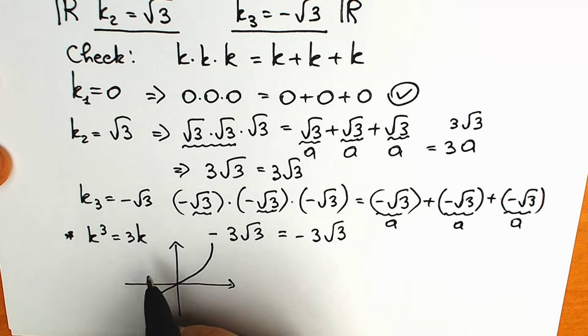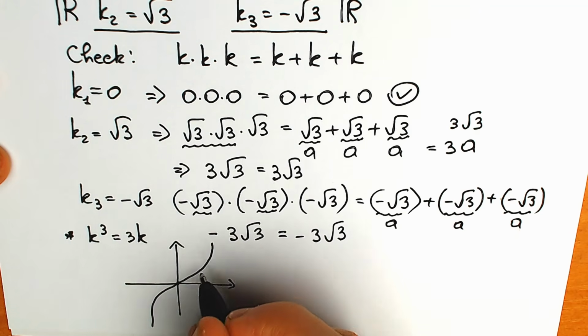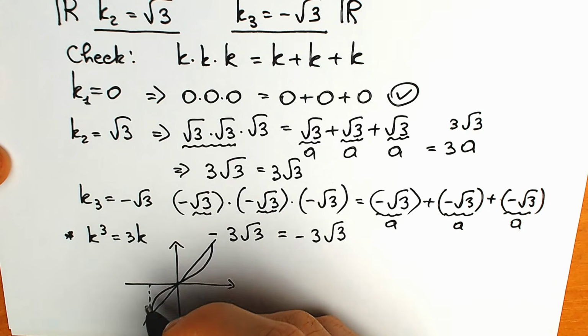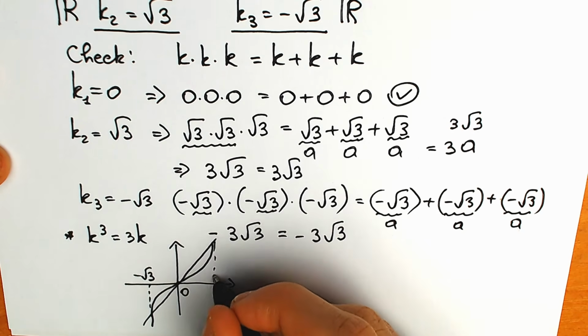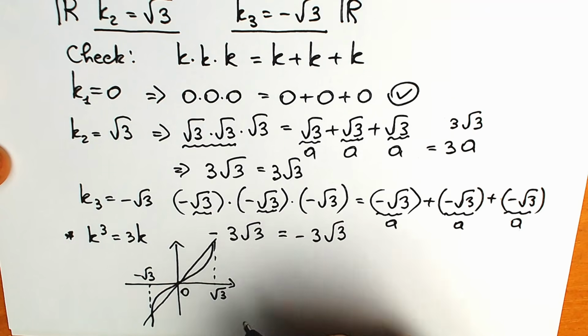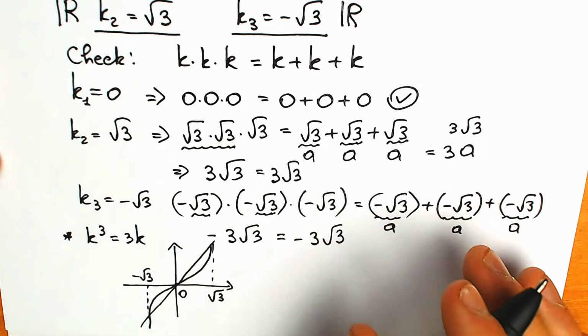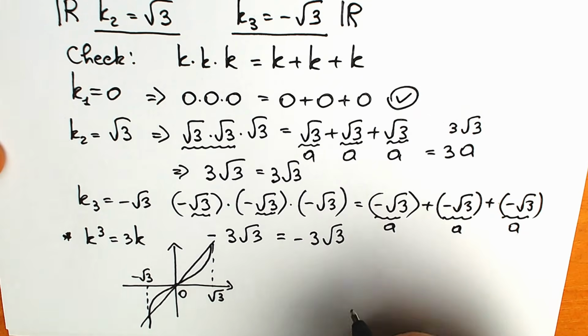And secondly, 3k, this is our linear function. So basically this graph can easily intersect with our k cubed in 3 points. Right here we have minus square root of 3, right here we have 0, and right here we have square root of 3. Okay, so basically you can see this from this angle. So it's not only one root, but 3 roots.